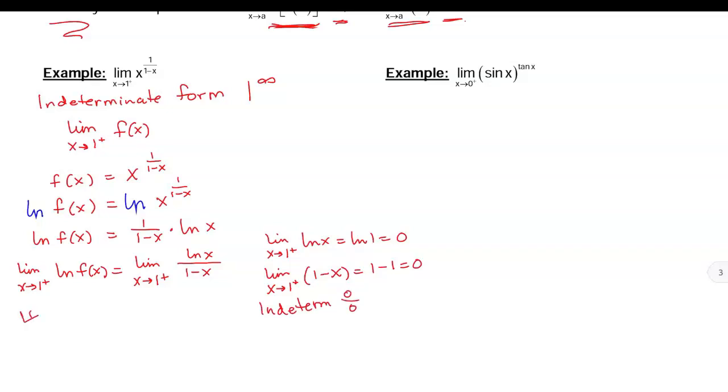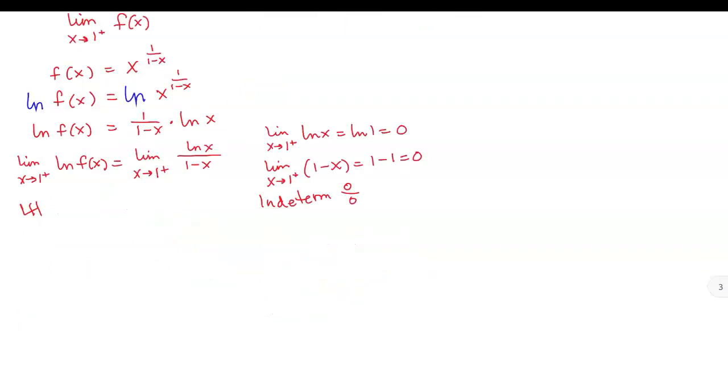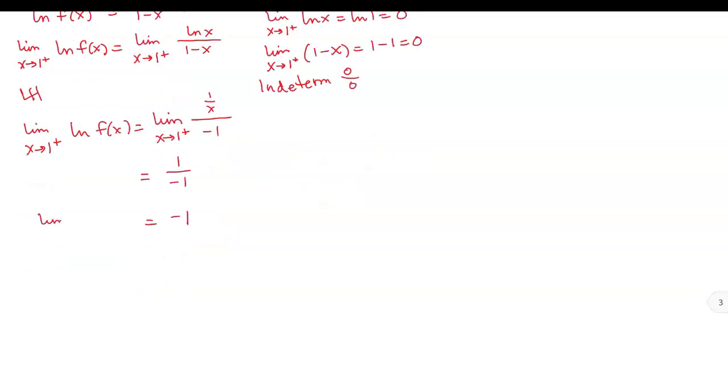So I'm going to have to apply L'Hopital's rule here. So the limit, the derivative of natural log x is 1 over x, and the derivative of 1 minus x is negative 1. Now when I try to take the limit, I'm going to get 1 over negative 1, which is negative 1. So that means the limit as x approaches 1 from the right of the natural log of f of x is negative 1.